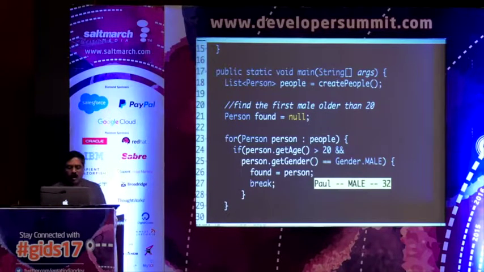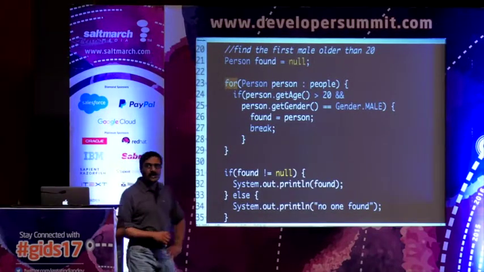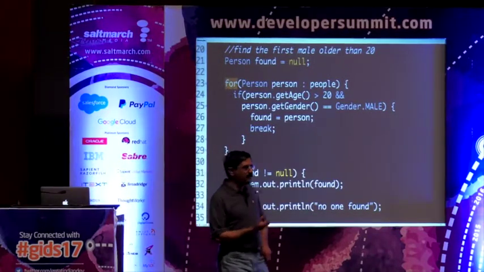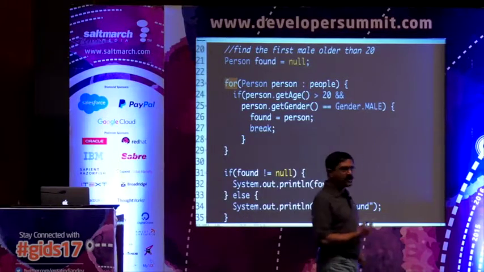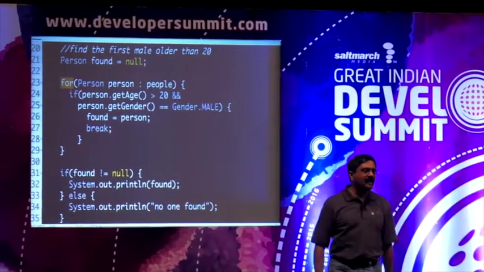And it says that's Paul, and that's a male, and then it's 32. But notice that for loop and the break and all those good things we do. This is a very consistent way that we often code. So how does this feel, coding like this, where we keep using the for loop, right? We don't even think about it. Our fingers normally just type for loop.